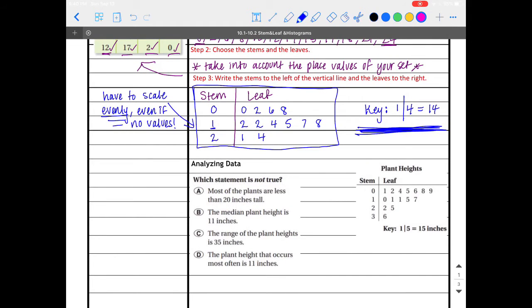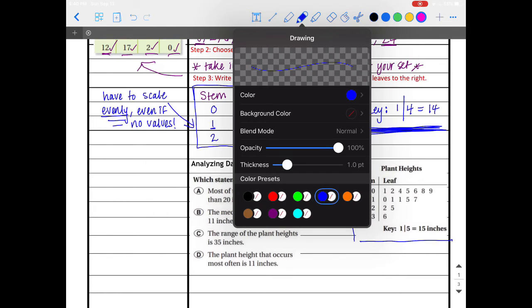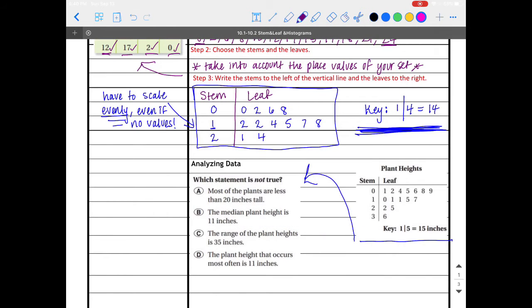All right, when we are looking at this stem and leaf plot over here that says plant heights, we are going to answer the following questions. We're going to find which statement is not true based on that data set. Okay? So I'm just going to go through them and mark off with a check mark if it is true, or an X if I think it's not true.